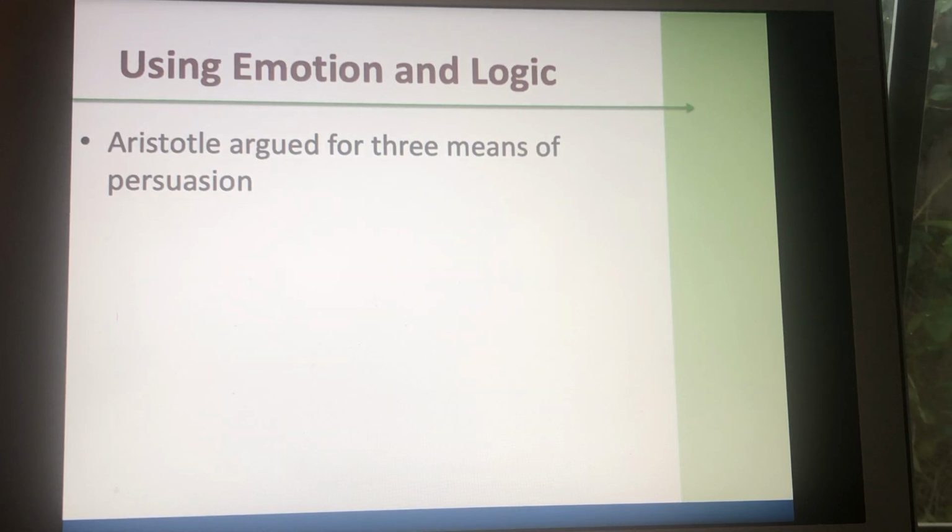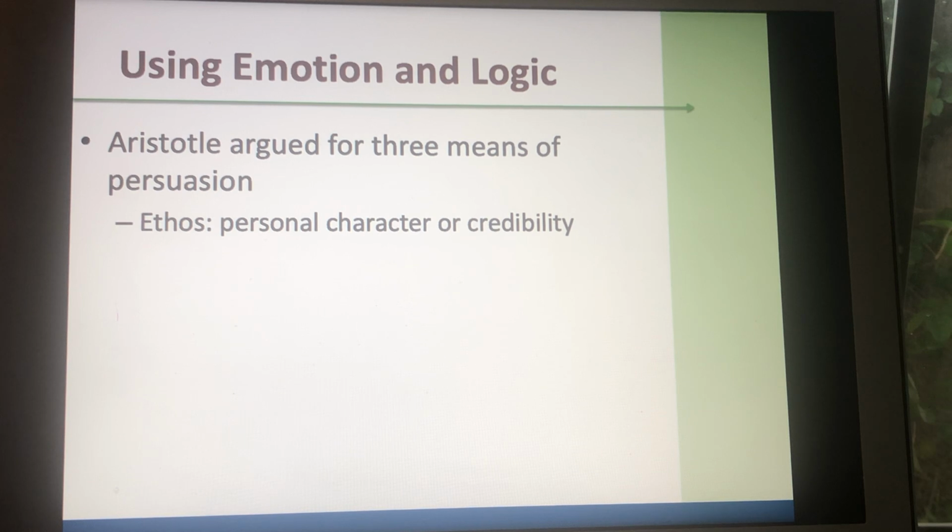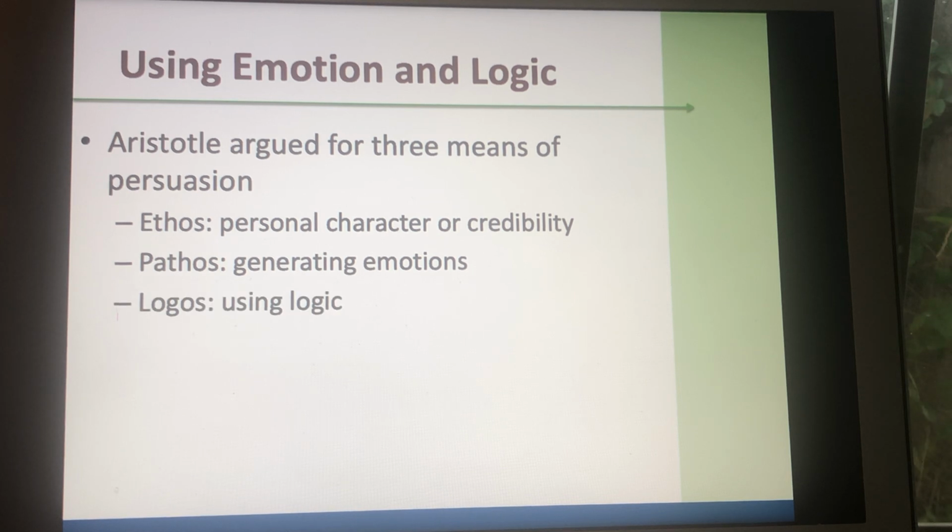Okay, using emotion and logic. This is just kind of an interesting piece of information here. Aristotle argued for 3 means of persuasion. Ethos, which is personal character or credibility. That's a way to persuade people. Pathos, generating emotions. Logos, using logic. So 1 or 2 or 3 of these you are going to use. You're going to talk about your personal credibility, appealing to emotion is good, and using logic is good.